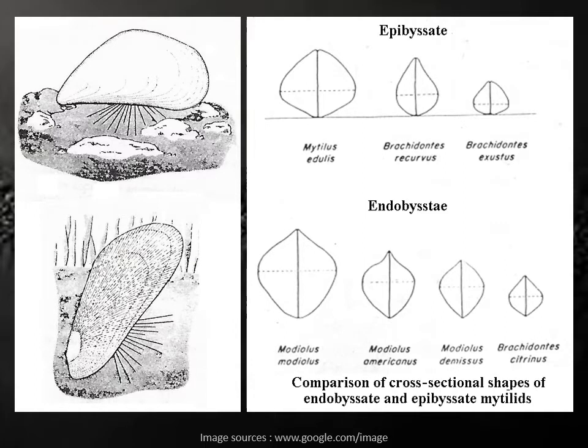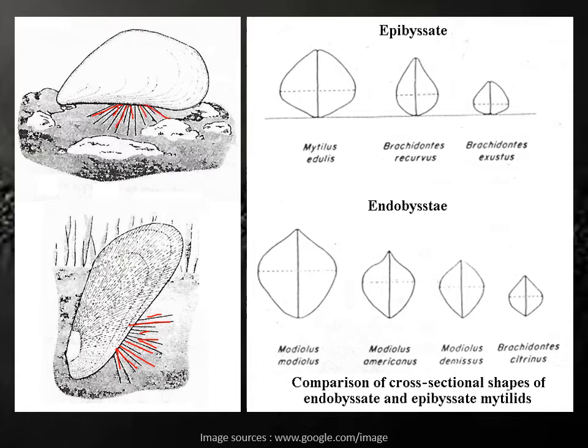Another example is of a bivalve, which I already discussed, what a bivalve is. The two bivalves have the same lineage, that means they are phylogenetically related, and these two bivalves are byssate, that means they are attached to the substrate by these kinds of basal threads. You can see these are the basal threads by which they stick to the bottom substrate. Here also, these are the basal threads by which they are stuck to the bottom substrate.